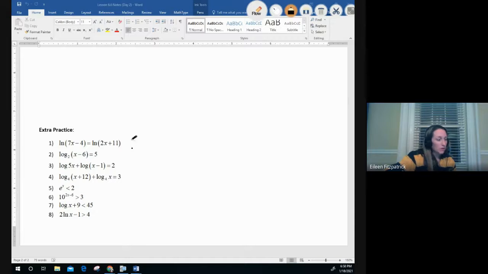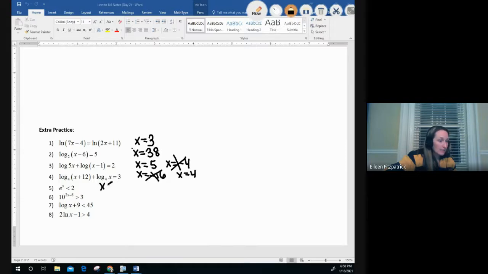Okay, so number 1 is x equals 3. Number 2 is x equals 38. Number 3, you're going to get 2 answers, x equals 5 and x equals negative 4, but the negative 4 doesn't work. Number 4, you're going to get x equals negative 16 and x equals 4, but the negative 16 doesn't work.